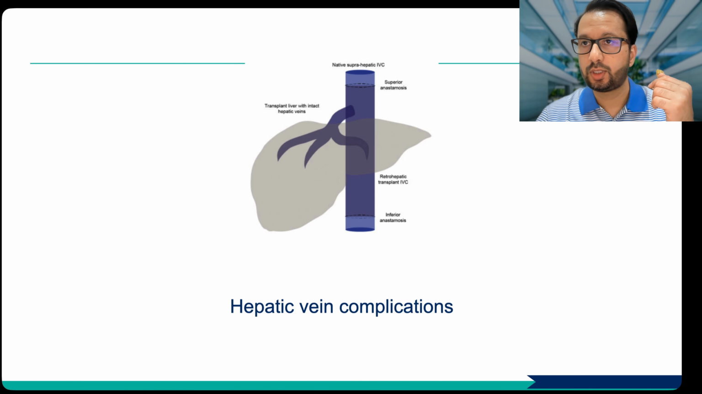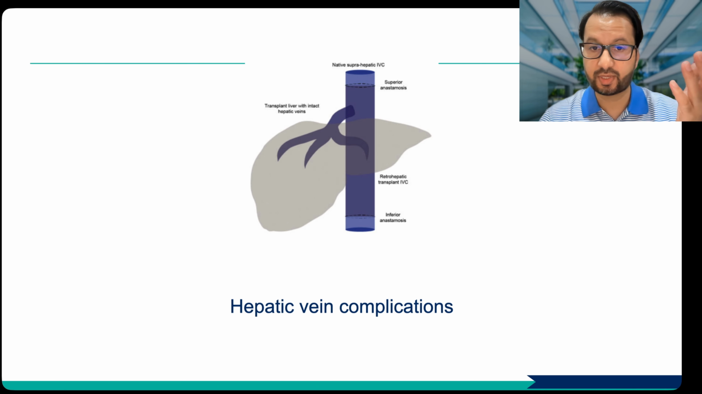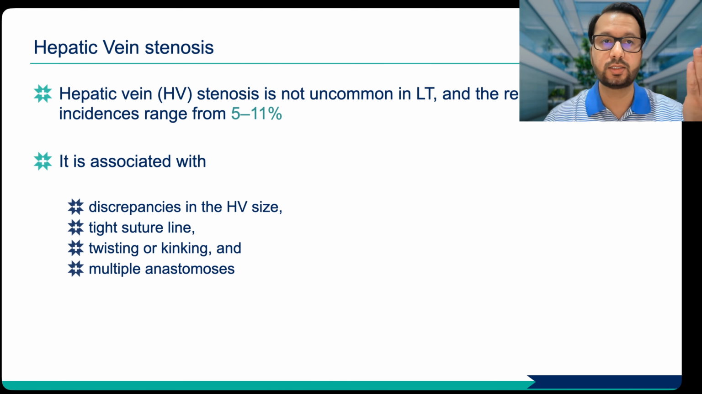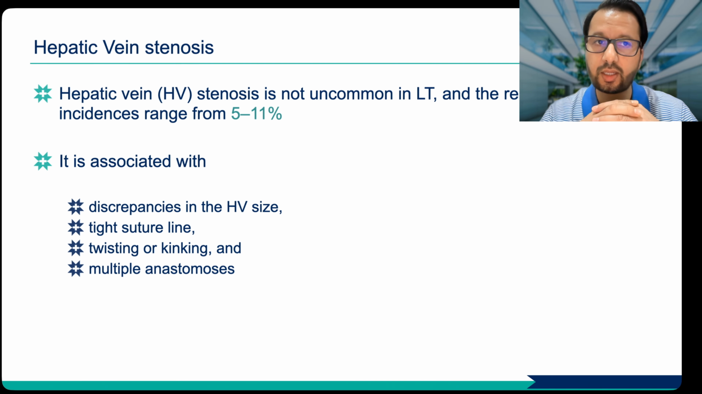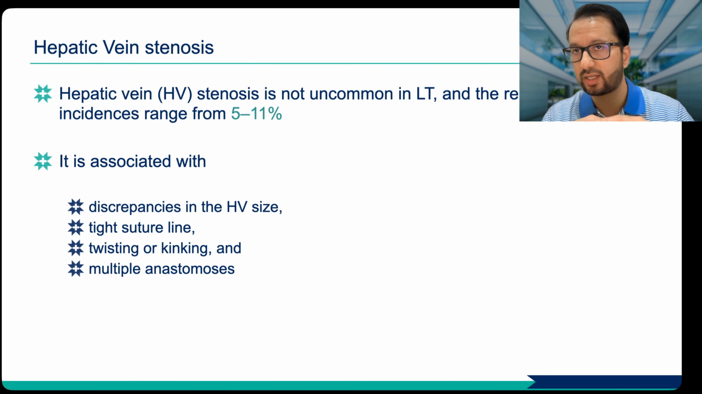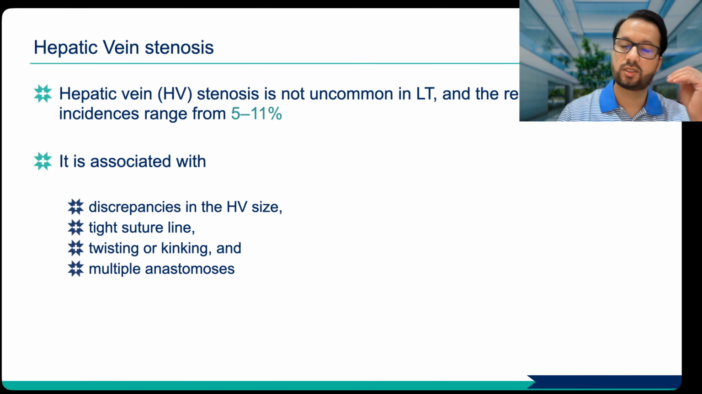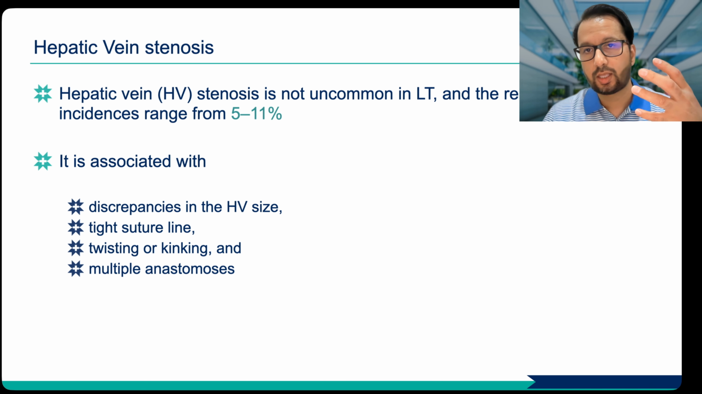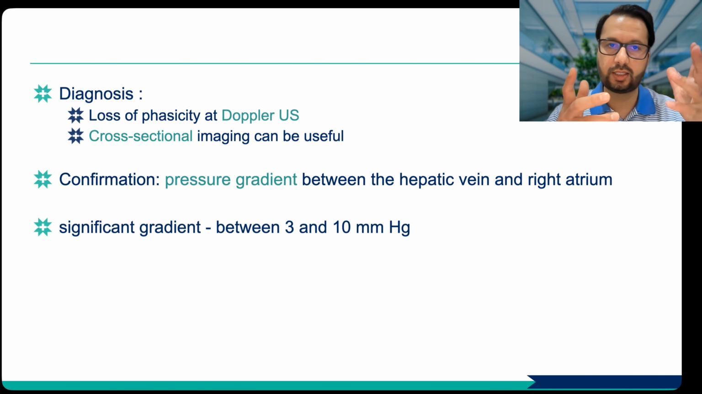The last thing we discuss is hepatic vein complications, and in this the most important is the hepatic vein stenosis. It is again an uncommon complication but not so rare. Incidence can range from 5 to 11%, and it is again associated with some technical challenges or can be associated with the edema of the graft or kinking of the graft.